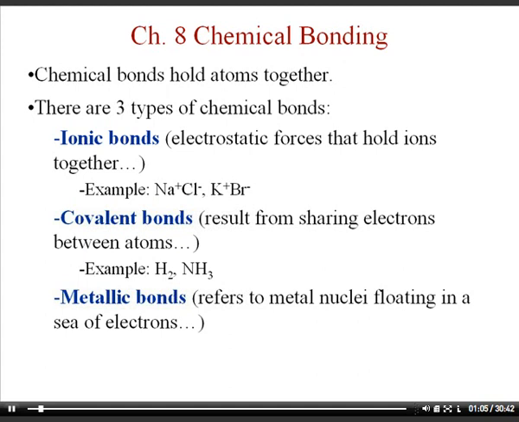Metallic bonds are the third type of chemical bond, and it's a little more obscure than the ionic and covalent bonds that we talk about. It refers to metal nuclei floating in a sea of electrons. So you basically have positive nuclei of the metal, like copper as an example, or gold, and they're surrounded by a sea of electrons, and those electrons are pretty mobile, which gives metals a strong tendency of conducting electricity and heat.